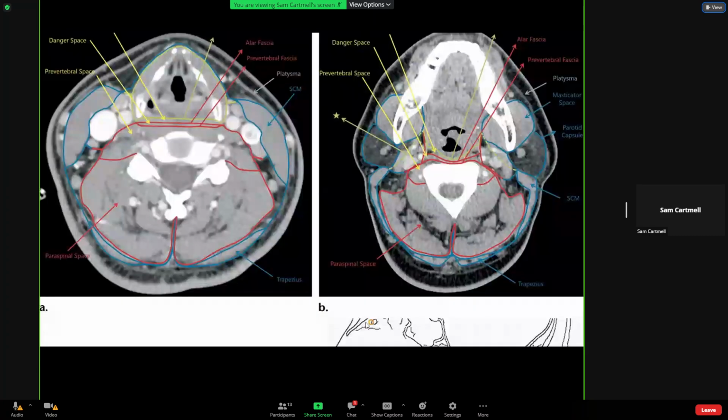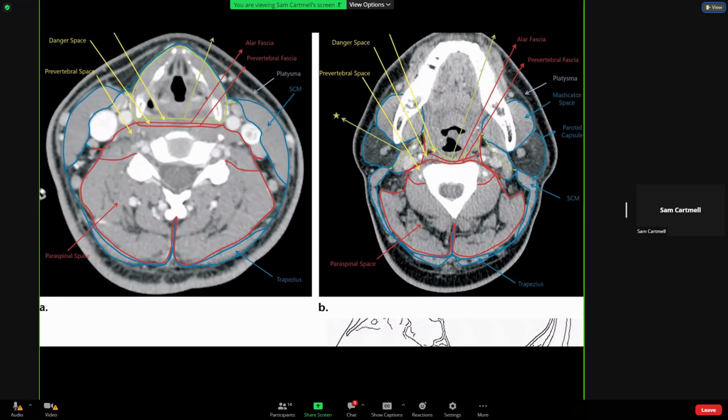This is taken directly from Shamir's paper, and it's a very busy picture, but I like it because it illustrates that each one of these colors is one of the fascial planes of the deep cervical fascia. Here we have a picture from the infrahyoid neck, and this is from the suprahyoid neck. However, the colors correspond. So there's a superficial layer of the cervical fascia.